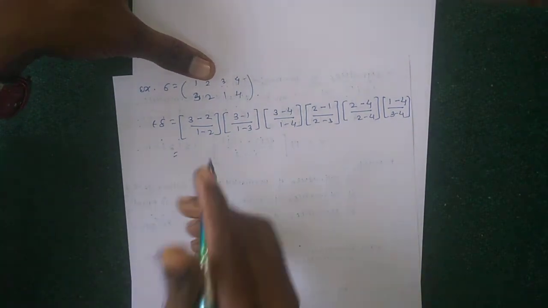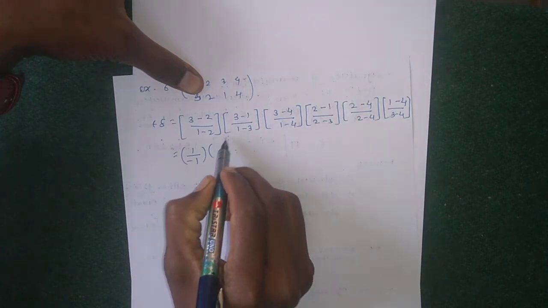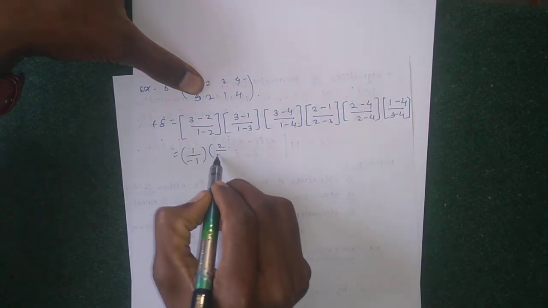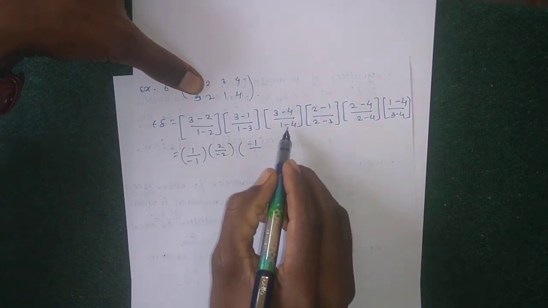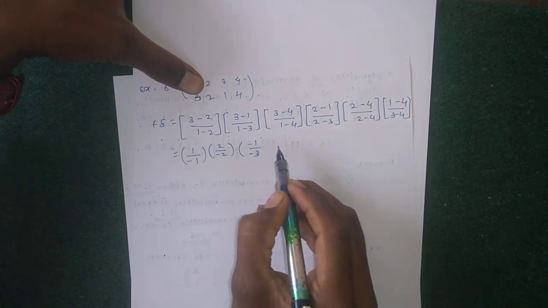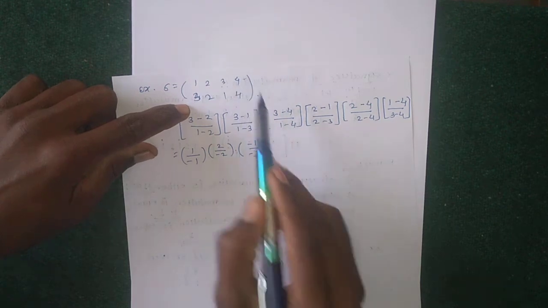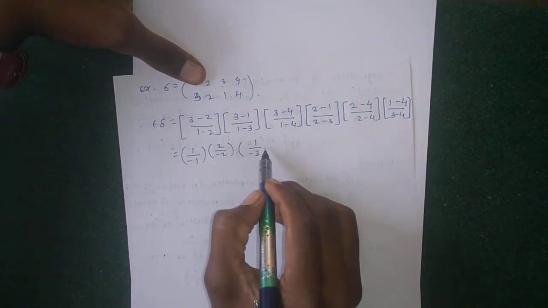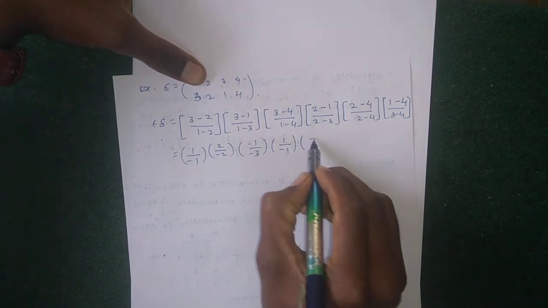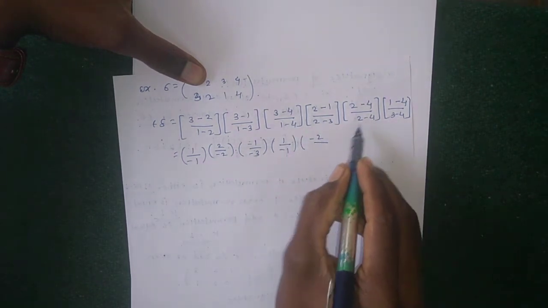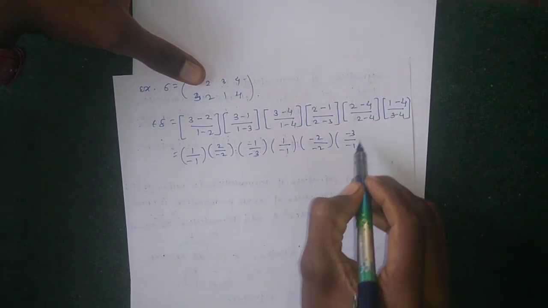And their product is (3 − 2) = 1 divided by −1. 3 minus 1 means 2 divided by −2. Then 1 minus 1 divided by −3. Here 3 minus 4 divided by 1 minus 4 means −1 divided by −3. Then 1 divided by −1. Then here −2 divided by 2 minus 4, which is −2. Okay, then here −3 divided by −1.